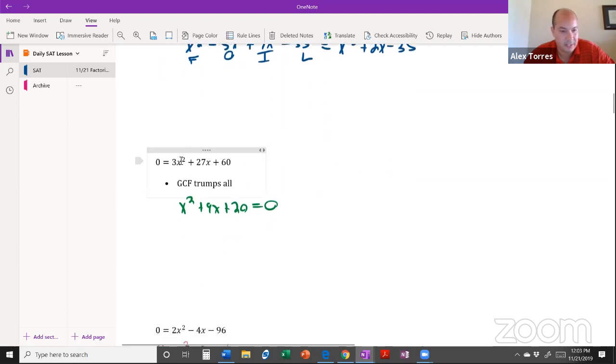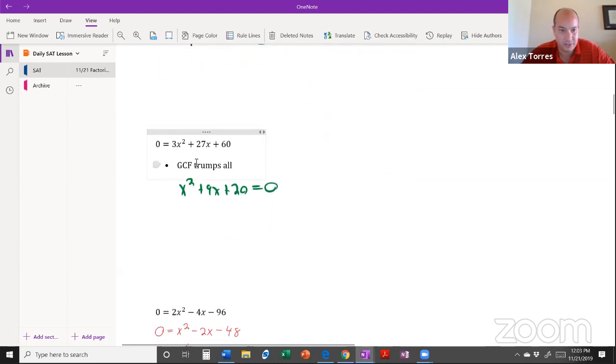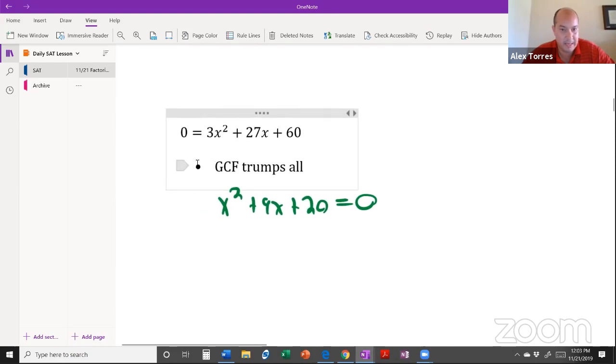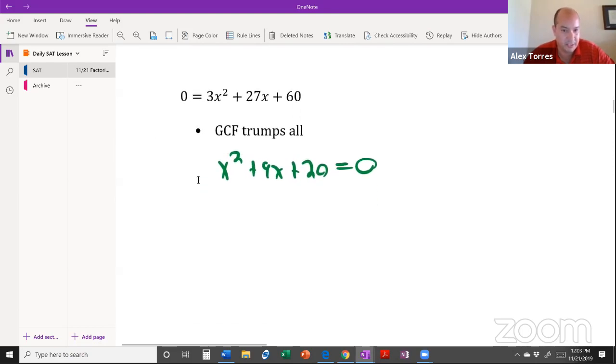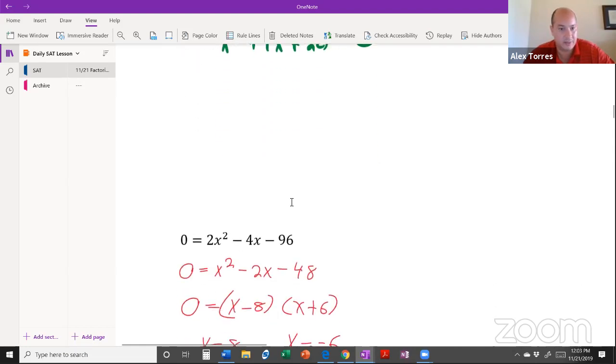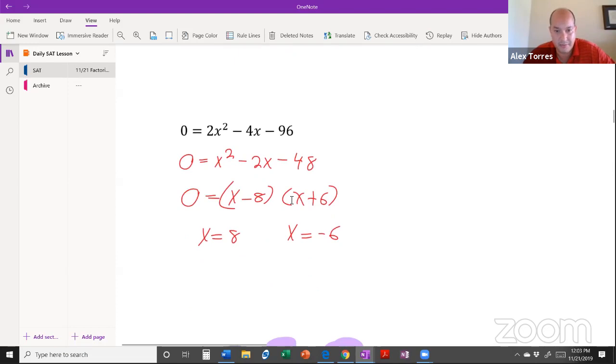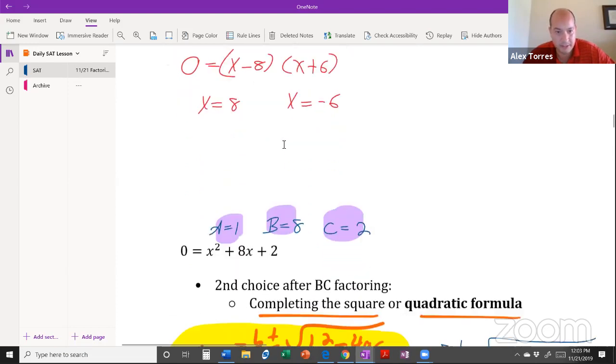We also did the same idea when you have a greatest common factor. So here, every term is divisible by 3. And then from there, you can do your BC factoring. This would factor to (x + 4)(x + 5), and x would equal -4 and -5. Like I said, look at previous lessons if you want a more in-depth explanation of that. So more of the same here.